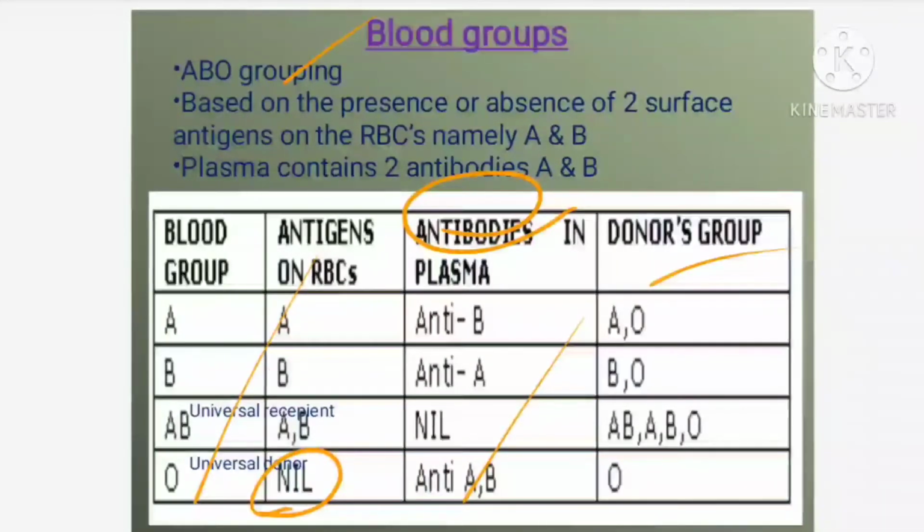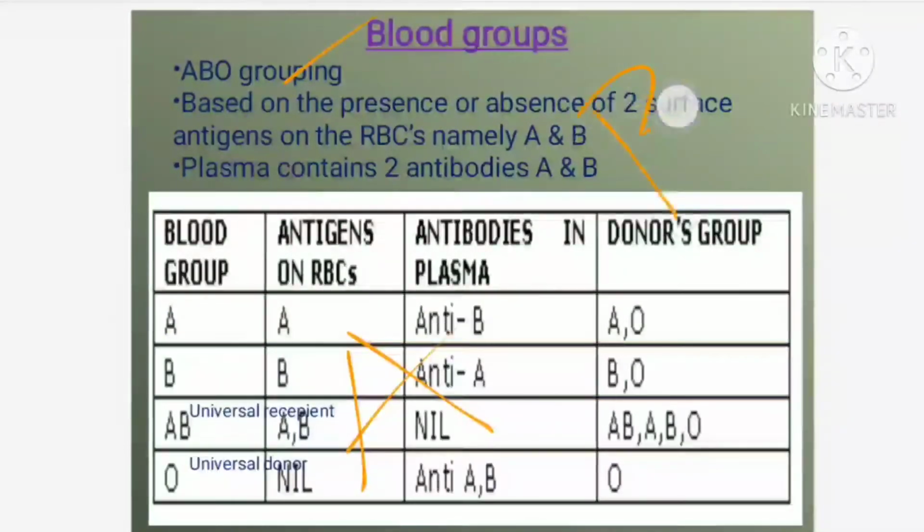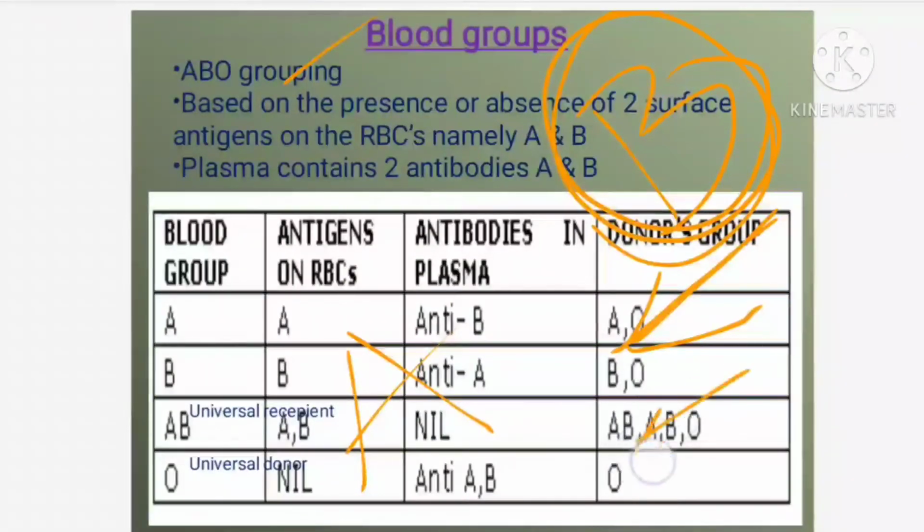Now, who can give blood to O? Only O can give blood to O. Others cannot give. Listen, I will tell you why others cannot give. Take A as the blood group. Why can B not give? If a B blood group person gives blood, B is a new type of antigen getting into the body. The A blood group person has anti-B. Anti-B means antibodies to kill B, isn't it?